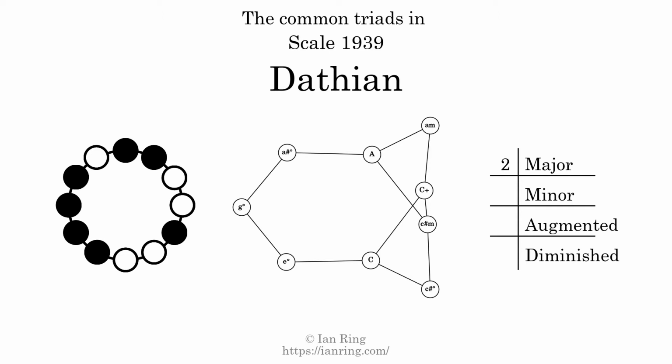There are 2 major triads. There are 2 minor triads. There is 1 augmented triad. There are 4 diminished triads. Here is a Hamiltonian path of parsimonious voice leading that uses all the triads.